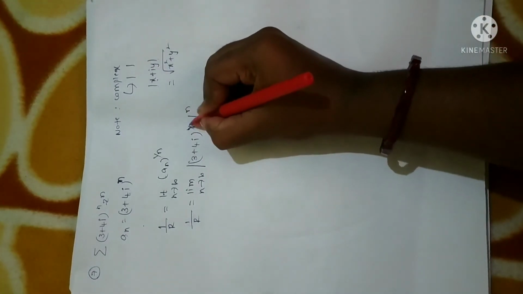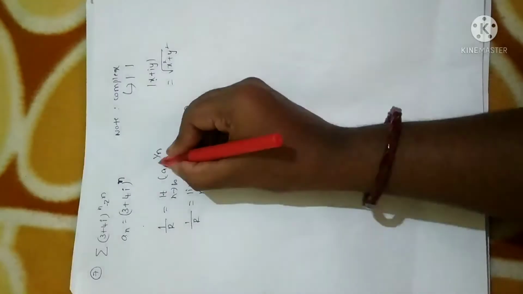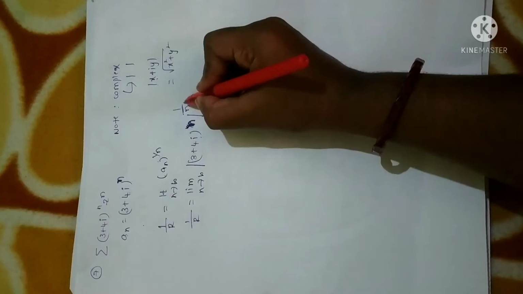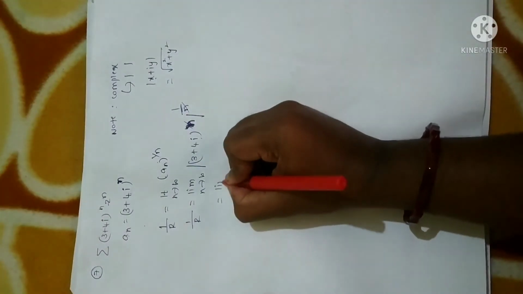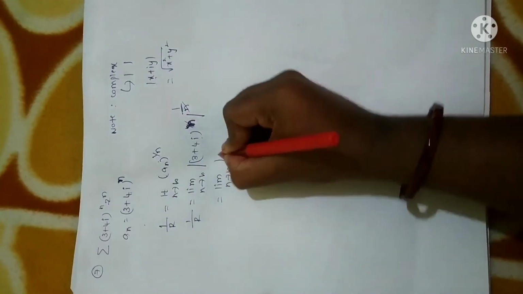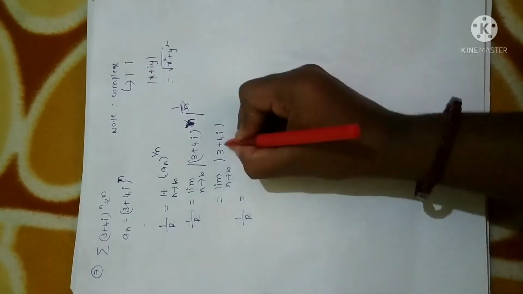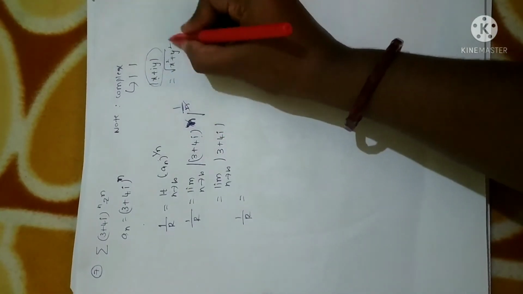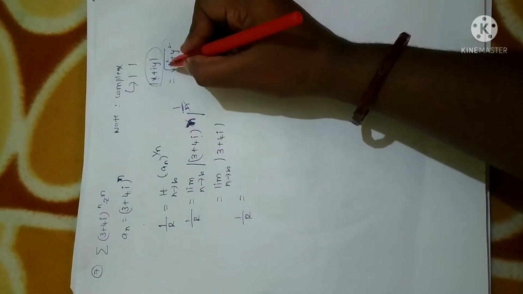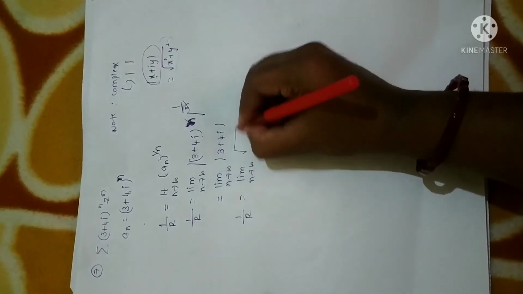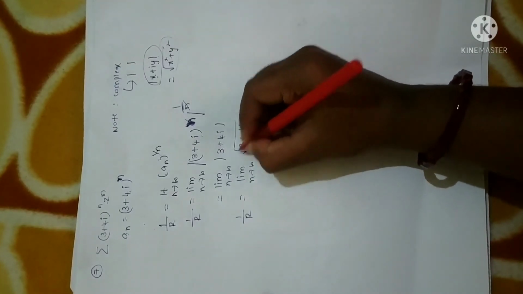Or else, let me write one more step if you want. So this is the an value. an is (3 + 4i)^n, the whole to the power 1/n. Now the n gets cancelled. What are you left with? Limit as n tends to infinity of the magnitude of 3 + 4i. As I told you, whenever you have a magnitude, you can apply the formula. It is given by the square root of x squared plus y squared. So the square root of 3 squared, which is 9, plus 4 squared, which is 16.